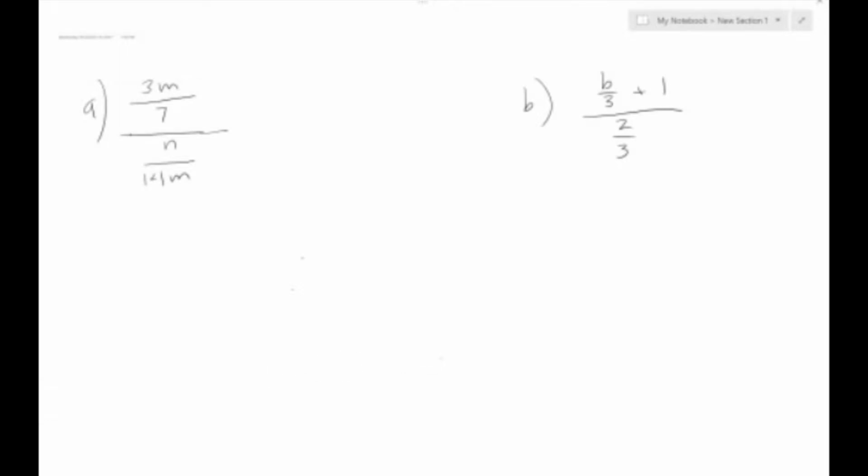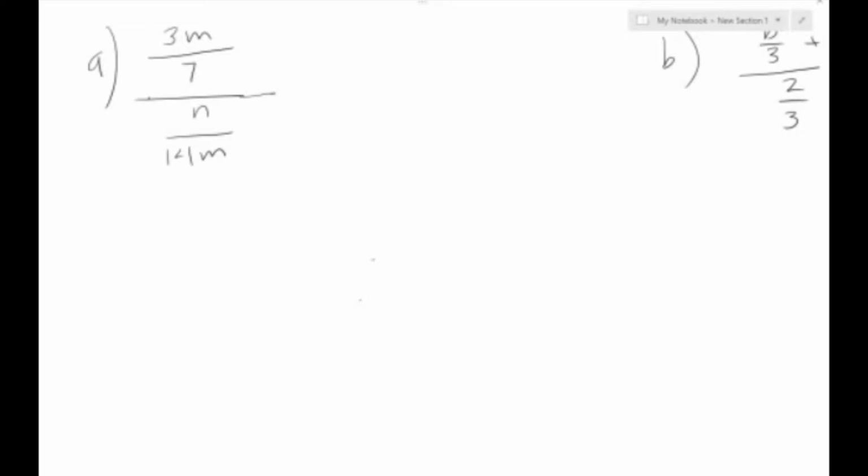Hello. In this video we're going to be going over how to simplify complex fractions. I have two examples right here. Let's go ahead and start with the first one. It says 3m over 7 divided by n over 14m. Now, how exactly do I solve this?